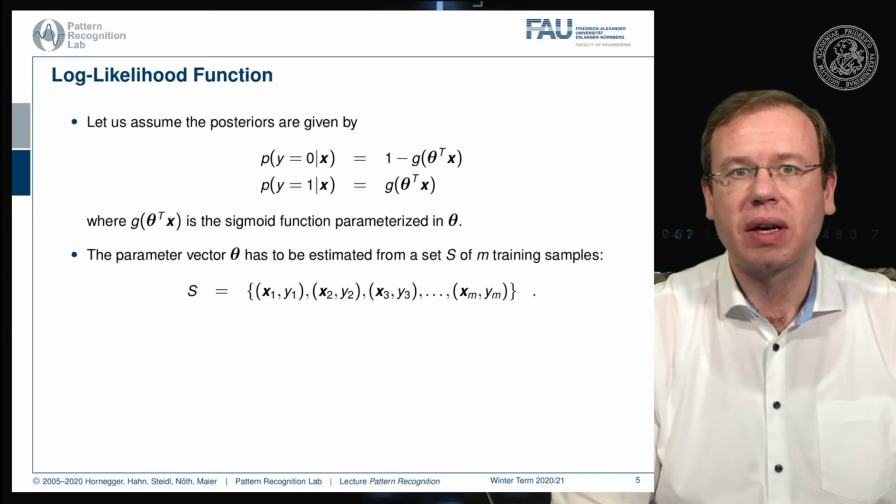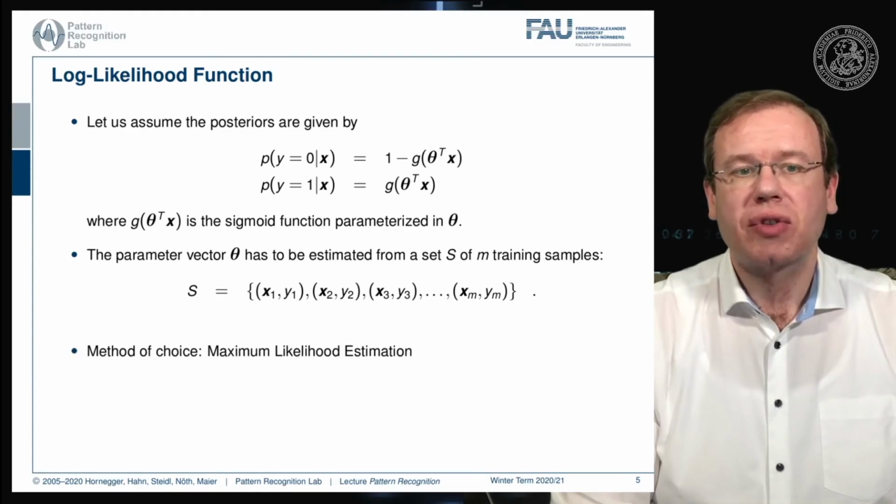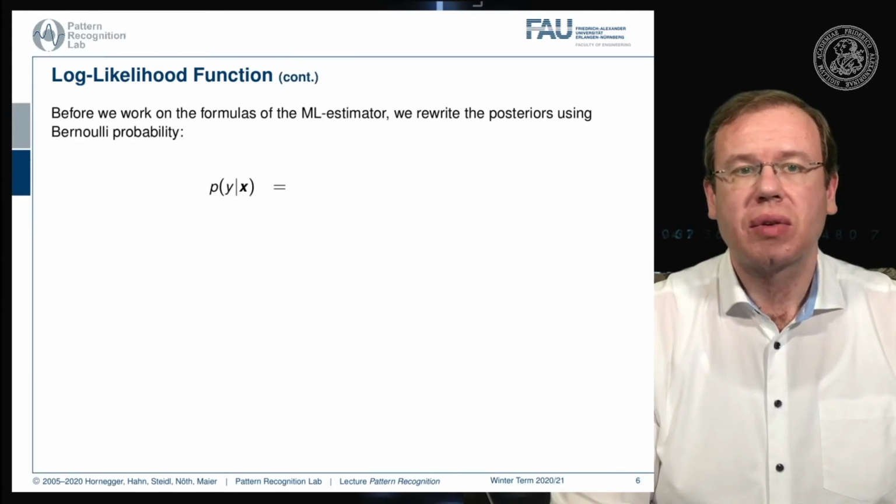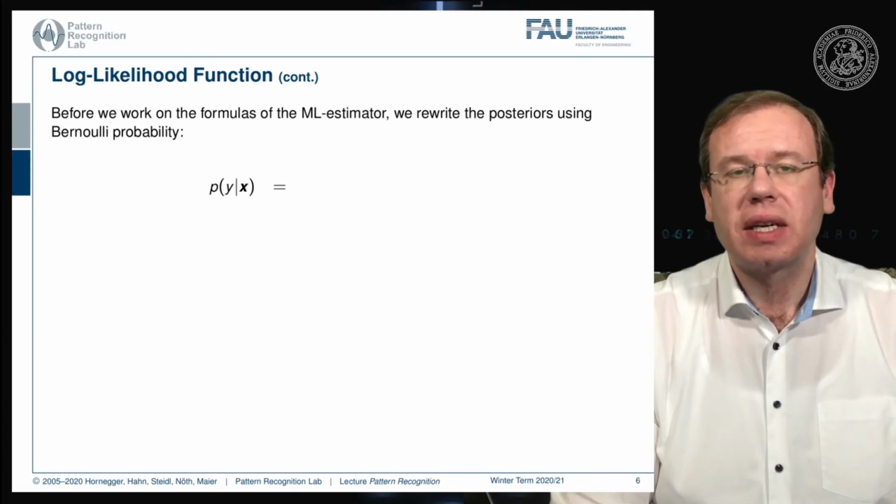And you remember we are in the case of supervised learning here, so we have some set S, which is our training data set, and it contains m samples, and they are essentially coupled observations where we have some x1, y1, and more of these tuples up to m. Now the method of choice is the maximum likelihood estimation. If we want to use that, then let's look a bit into the formulation, how we want to write the posteriors, and we can rewrite this as a Bernoulli probability.